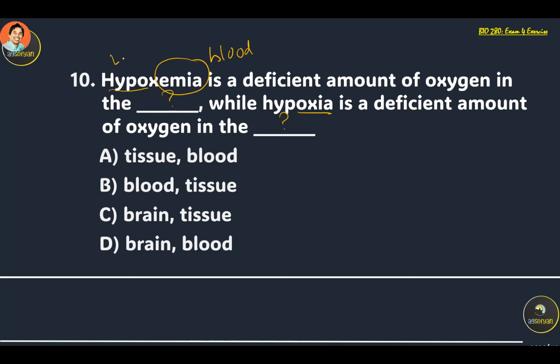Hypo means low. This is a low concentration of oxygen in the blood. So look for that one first. In the blood. There's only one answer here that starts with blood, so it's going to be this answer. Hypoxemia is the low oxygen in the blood, while hypoxia is the low concentration in the tissue. So that's the answer for this.